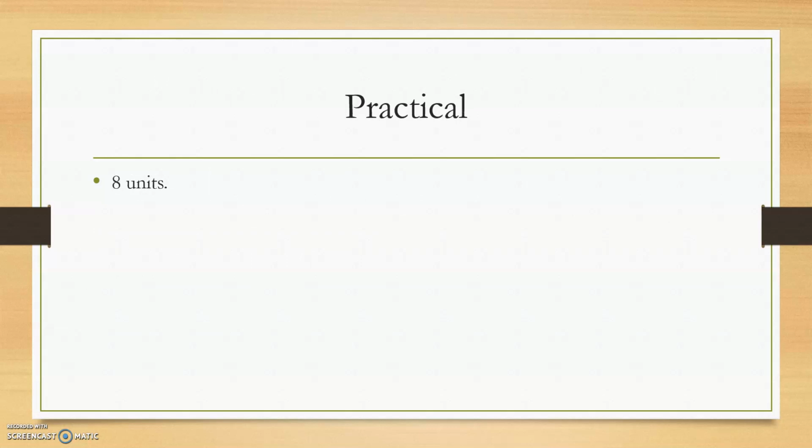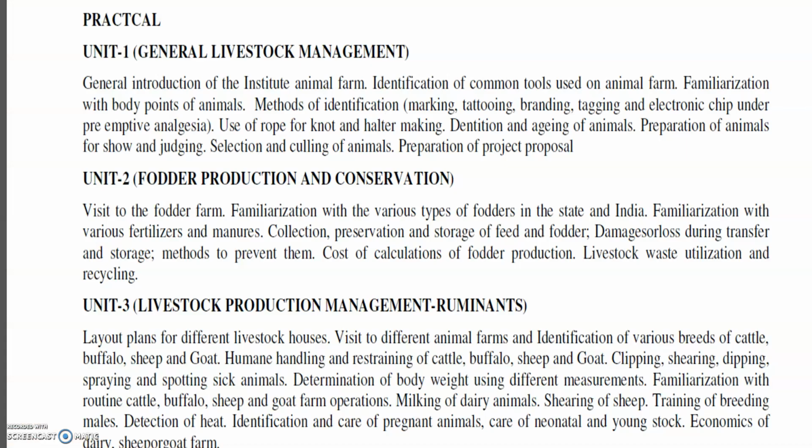So practical, you'll be having 8 units. So that is actually general livestock management. You will be familiar with this: general introduction to institutional animal farm, project proposal details, dentition details, method of identification of animals, use of rope for halter making, and judging of animals.